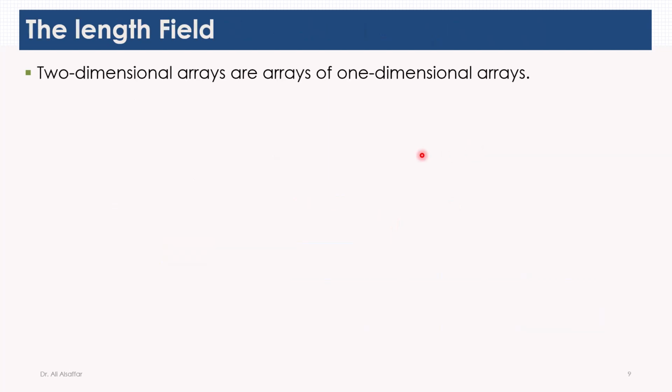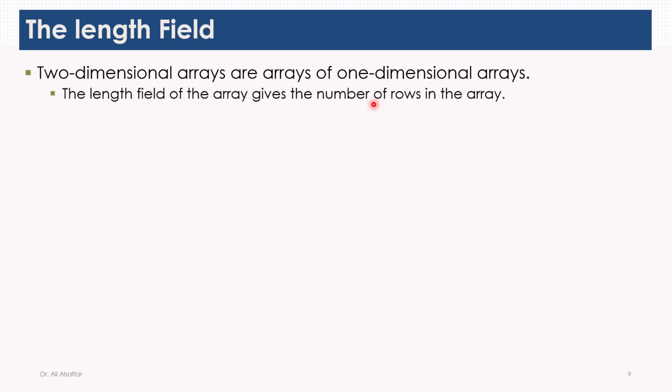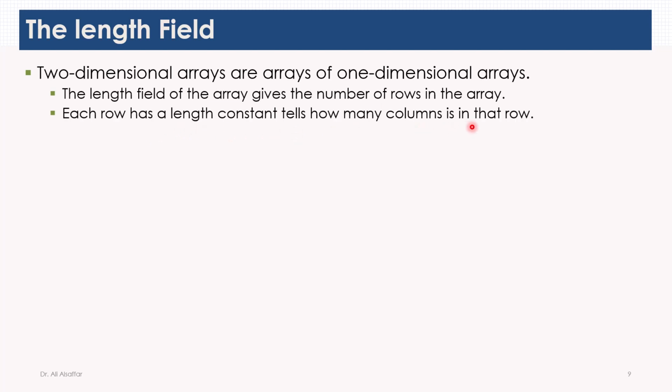Our next discussion is how to use the length instance variable on two-dimensional arrays. If you remember, for a one-dimensional array, dot length specifies the capacity of the array. Now, if we have two-dimensional arrays, we have already mentioned that it is an array of one-dimensional arrays. So each row is in fact a one-dimensional array. Therefore, if you use the length field of the array itself, it will give you the number of rows in the array. And since each row is in fact a one-dimensional array, each row has a length constant that will tell you how many columns are in that row.